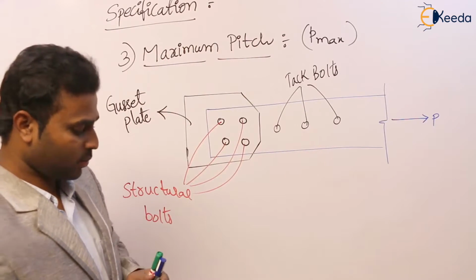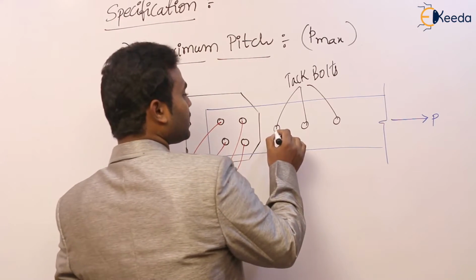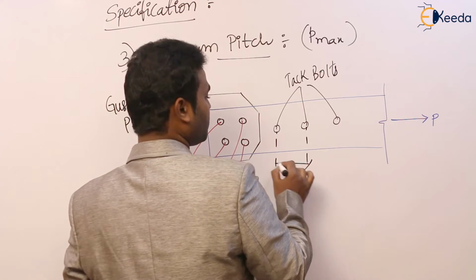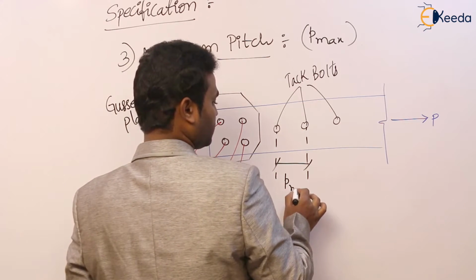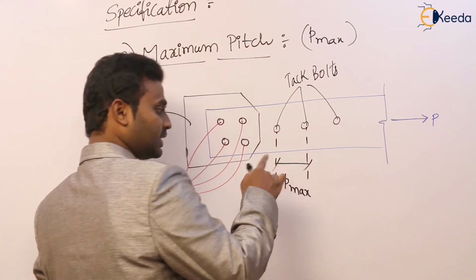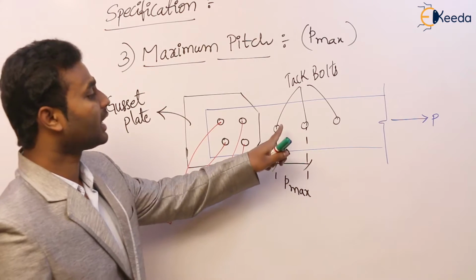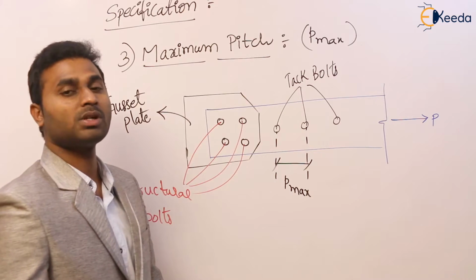So these are the tag bolts. Now there exists a distance between these bolts in the direction of load. This is known as pitch, Pmax. Now this is a case we are discussing about the maximum pitch for plates when they are connected by tag bolts.